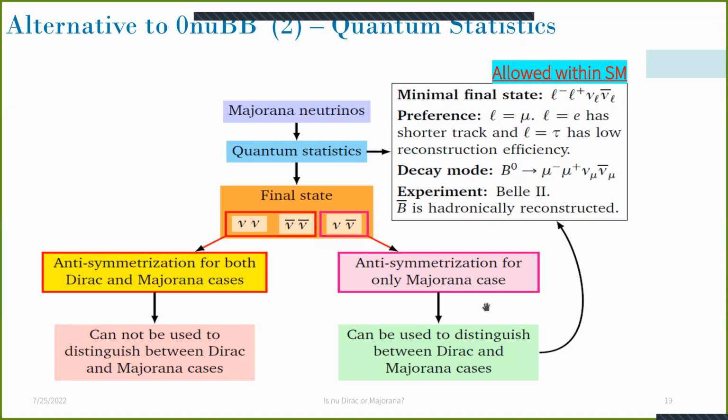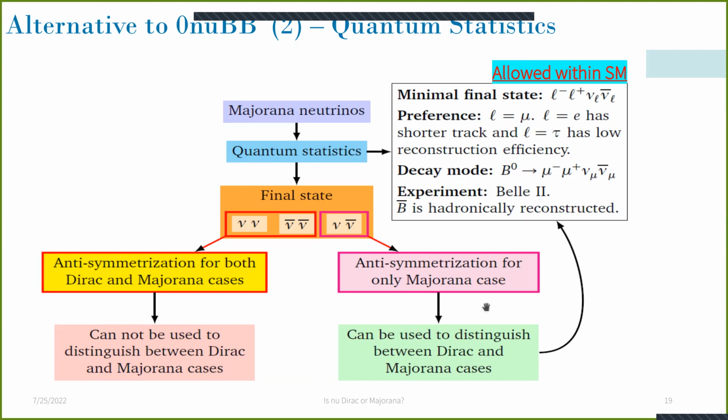The best one would be L minus L plus nu nu bar. This is the case you want to approach. The preference goes to L being mu, because the electron usually has a shorter decay length for reconstruction, but the muon is much easier to reconstruct. So I said mu minus mu plus nu nu bar. That's what I'm going to discuss today, but you can extend to others too. So the decay mode is B0 to mu mu nu nu bar, and B0 bar likewise. The experiment is Belle II.